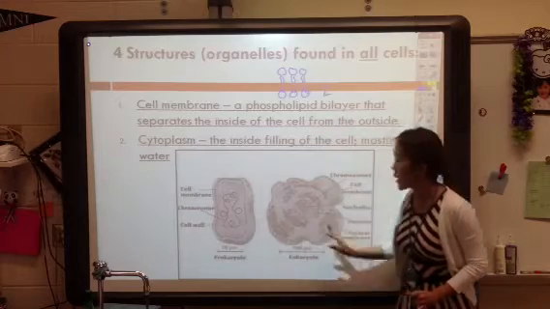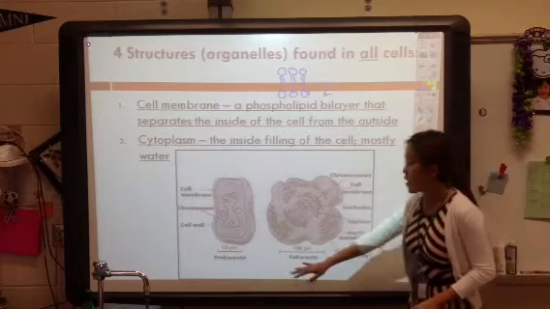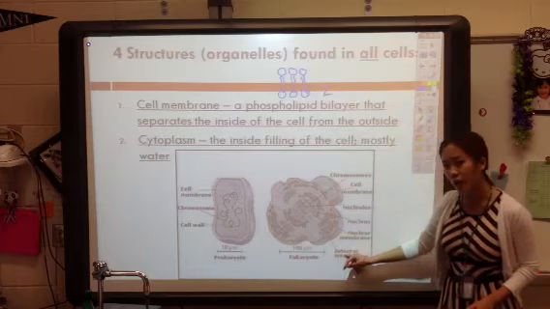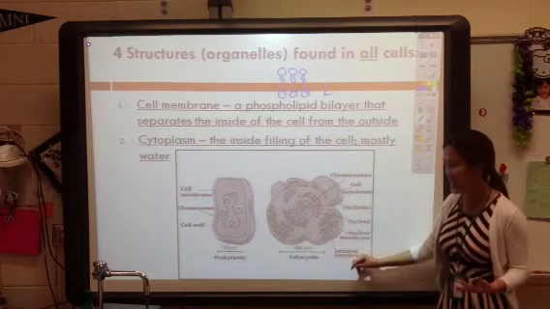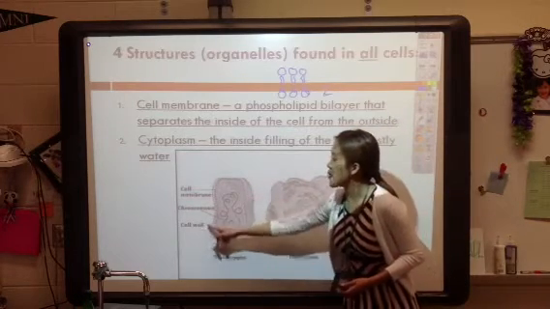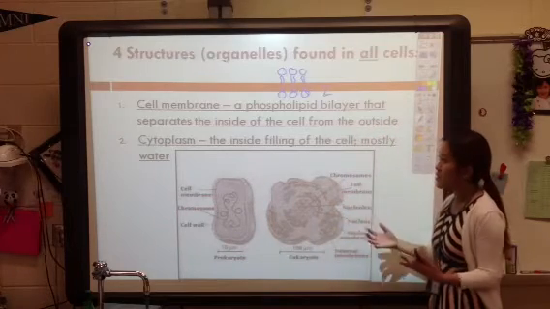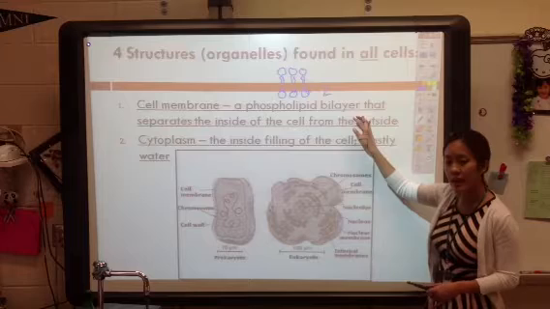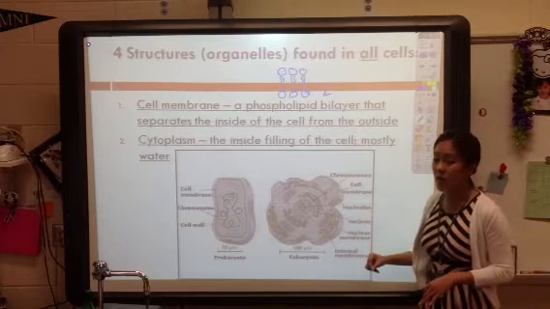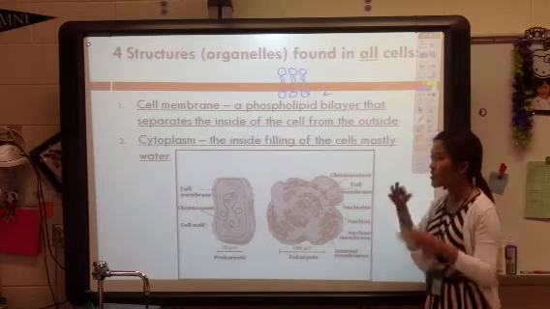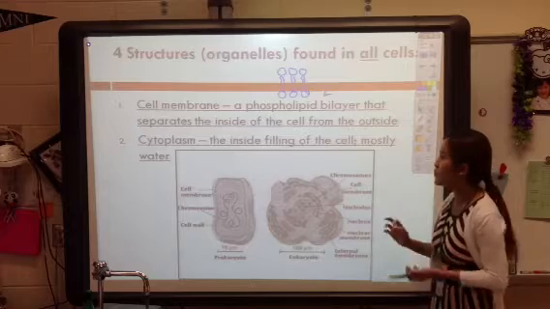So here are 2 pictures of 2 different types of cells, a prokaryotic and eukaryotic cell, and we'll talk about what that means in a second. But on each of them, they have that cell membrane on the outside. Sometimes it's also called a phospholipid bilayer. Sometimes it's also called a fluid mosaic model, because there's lots of different parts inside of it.